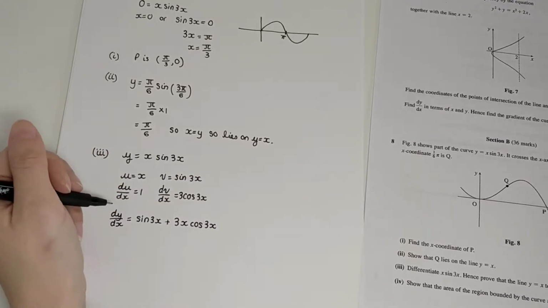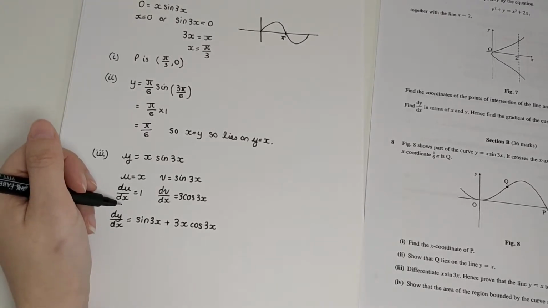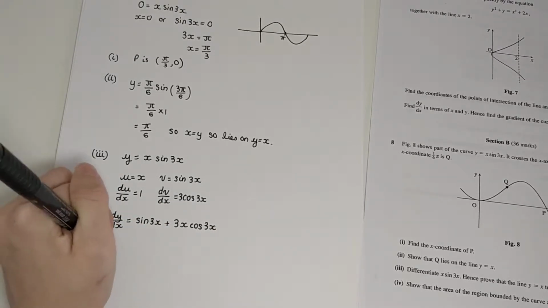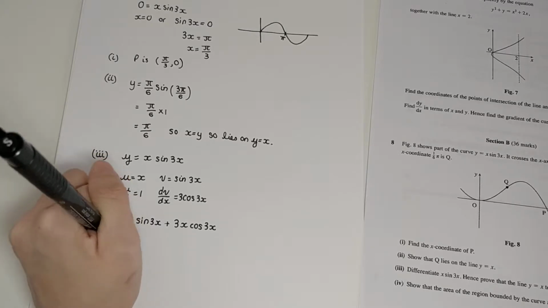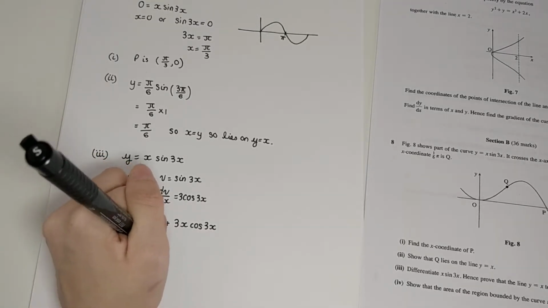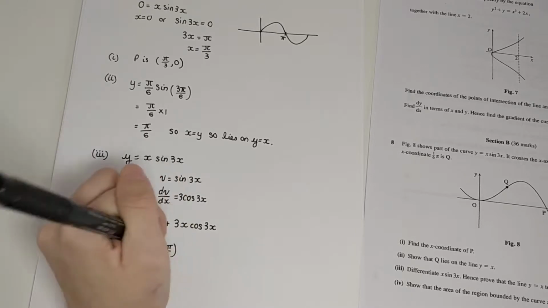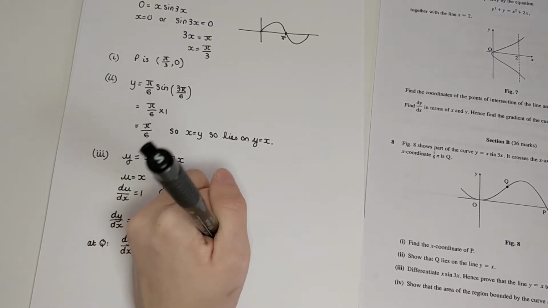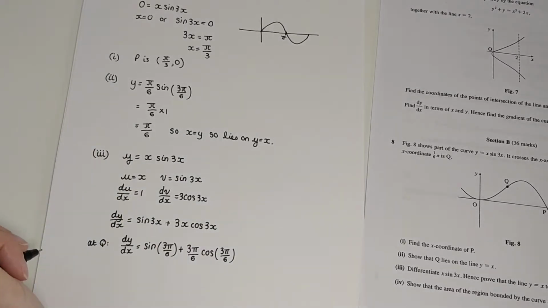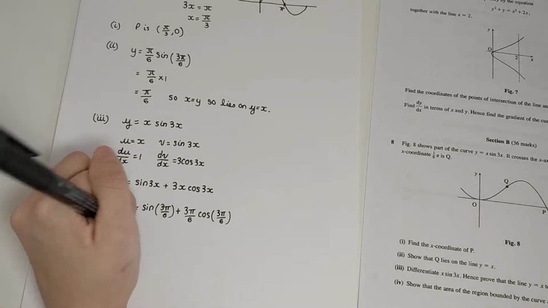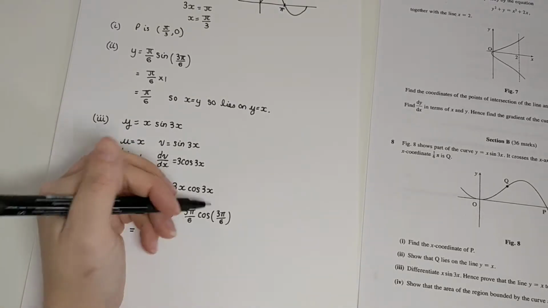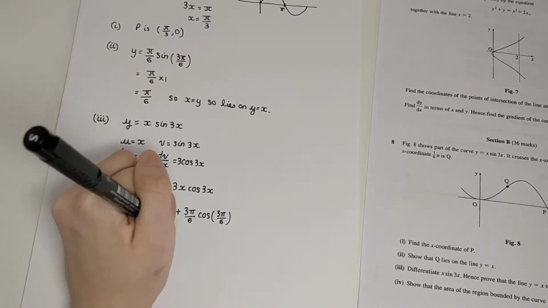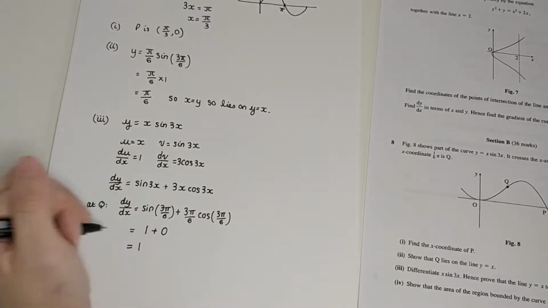So what's the gradient of y equals x? 1. So I need this to have a gradient of 1 at Q. Okay, so at Q, dy by dx will equal sine of 3 pi over 6 plus 3 pi over 6 cos of 3 pi over 6. Substituting the x value of Q in there. Okay, so sine of a half pi is 1, cos of a half pi is 0. I better put plus 0 just to show that I know. Equals 1.